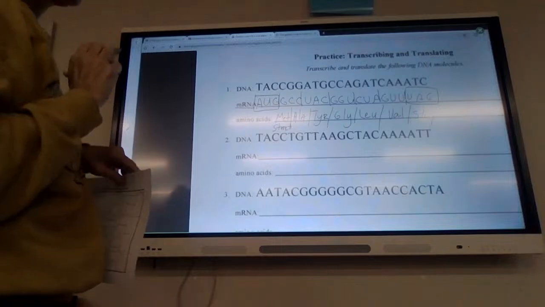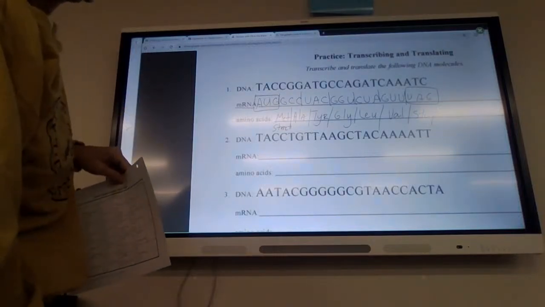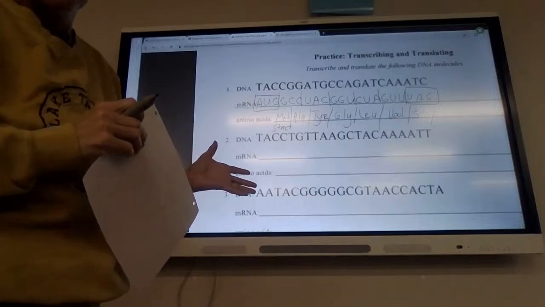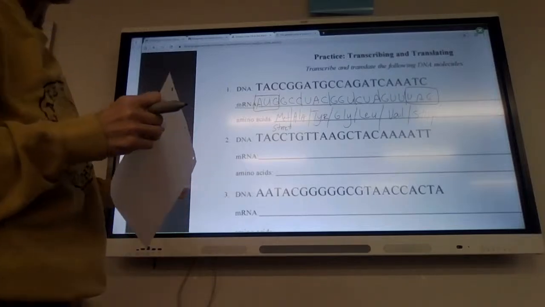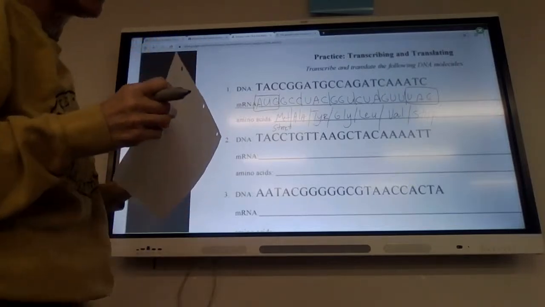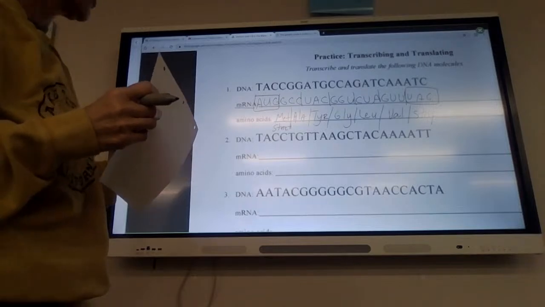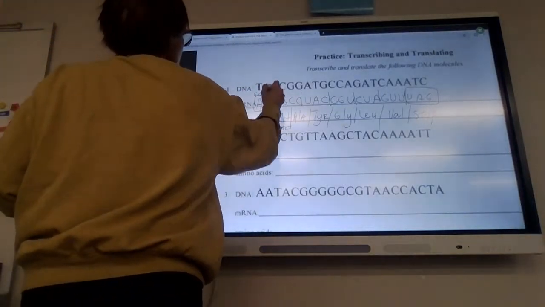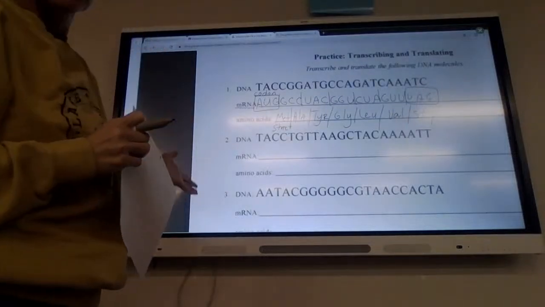Now, there's a question on page 19 or 20, I think page 20, and it asks about anticodons. The anticodon is just going to be the opposite of the codon. These are called codons. When I do my messenger RNA, it's called a triplet codon.